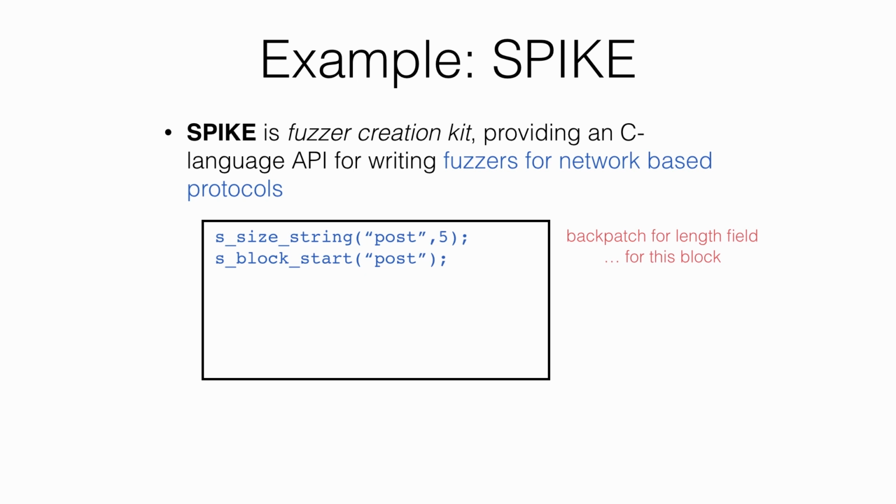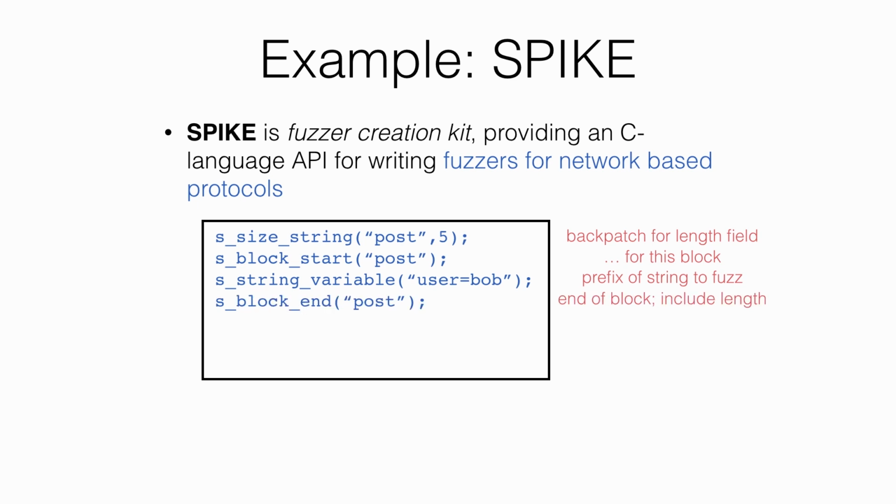Next, we specify the start of the block whose length we're interested in, and we specify some contents of that block. If we want to insert constants, we can use the sString call. Here we use the string variable call, where the argument is a prefix of the fuzzed component. So user equal Bob will be included in the block, and then a bunch of random text will follow it. We end the block, and this will determine the length, which can get backpatched at the start.